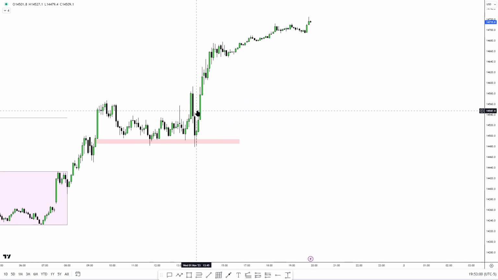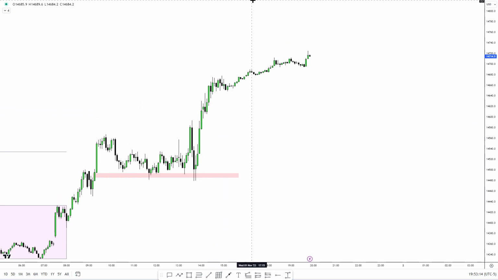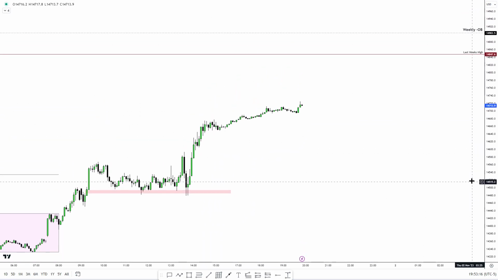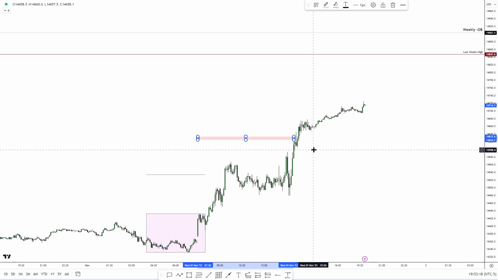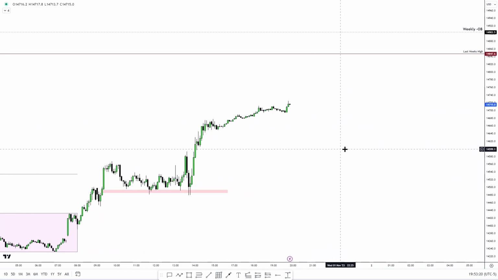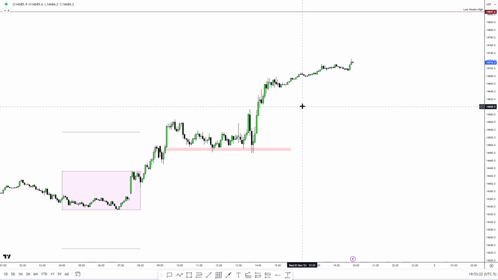I was in this short right here. I thought maybe, hey, change in the state of delivery, order block, failure swing, all that good stuff. I shorted that, and I thought maybe bearish prices. But no, they wanted to scream higher today. And again, I'm not going to be perfect all the time. So we have to be very cognizant of that.